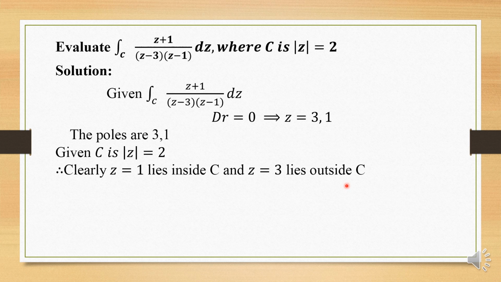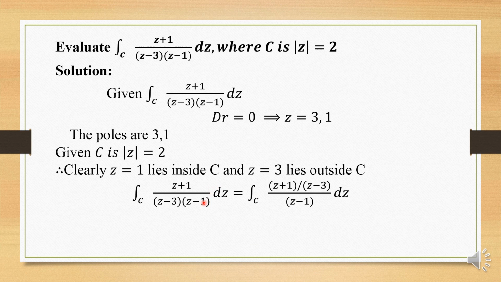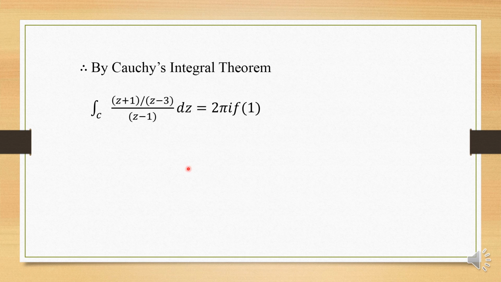For applying the Cauchy integral formula, the integrand should be in the form f(z) divided by (z minus a). To make the same format, we take the outside pole to the numerator. Here z minus 3, where 3 is the outside pole, goes to the numerator as part of f(z). So integral of (z plus 1) by (z minus 3) divided by (z minus 1) dz equals 2πi into f(a). Here a is 1, so it is f(1).